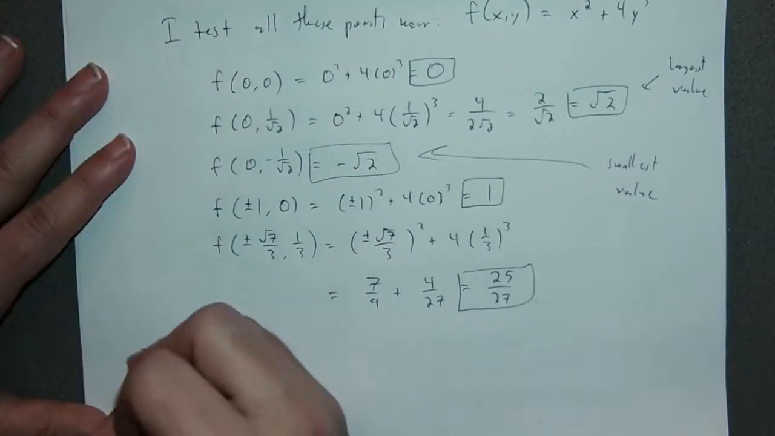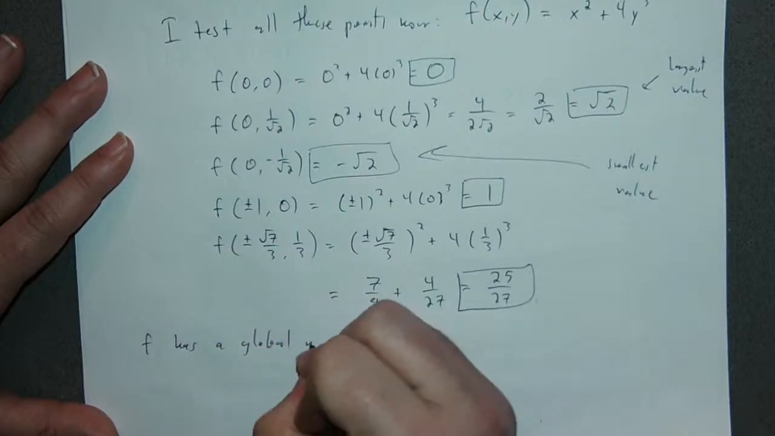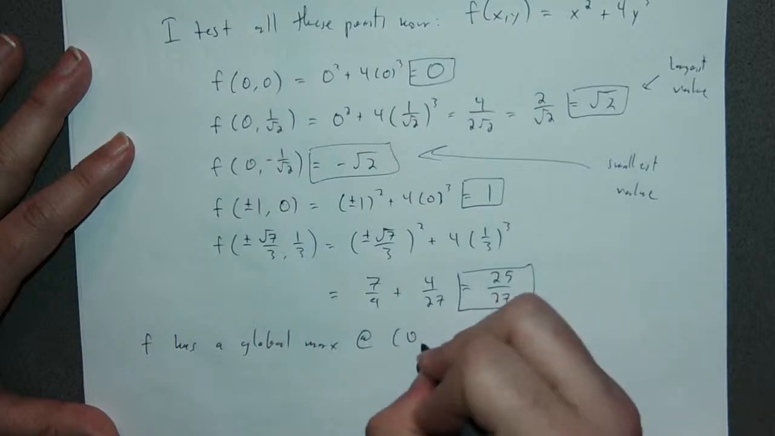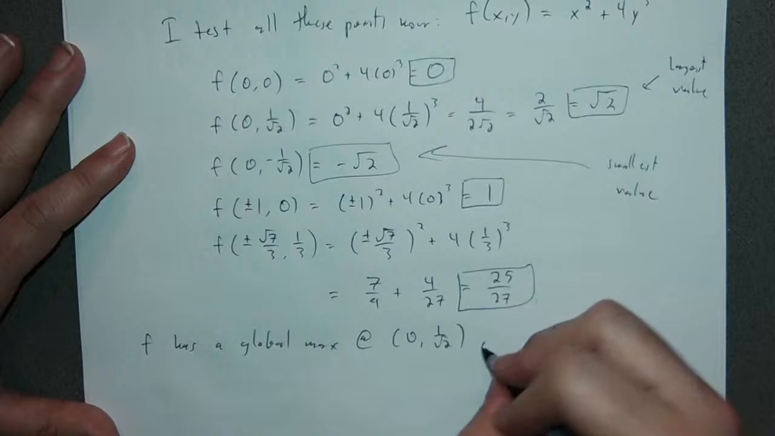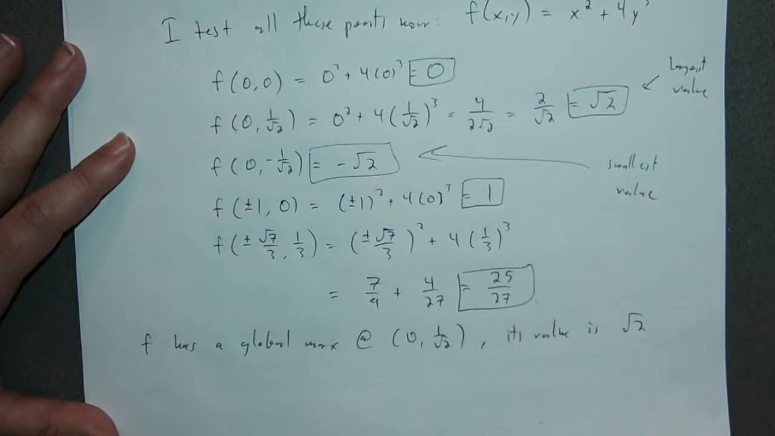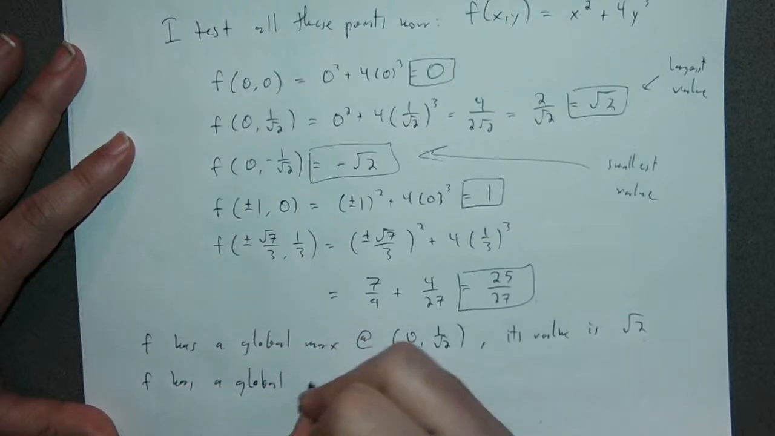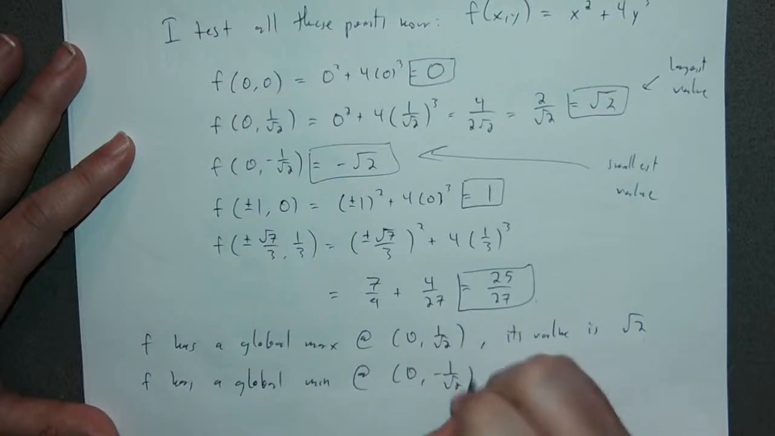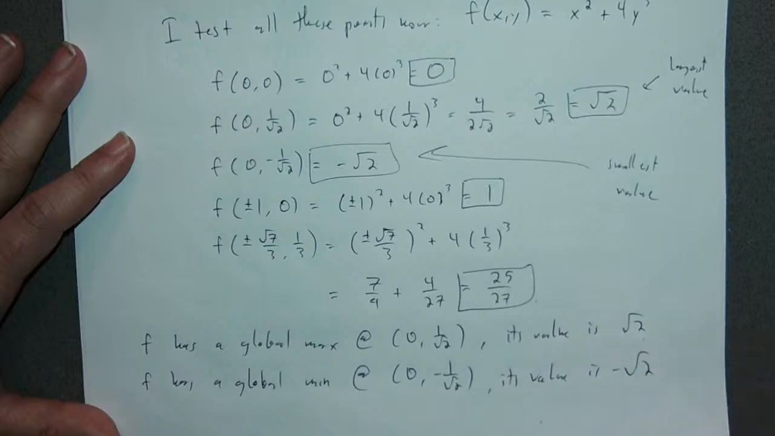And so f has a global max at 0 and 1 over root 2. And the global max value, so its value is root 2. And f has a global min at 0 minus 1 over root 2. And its value is minus root 2.